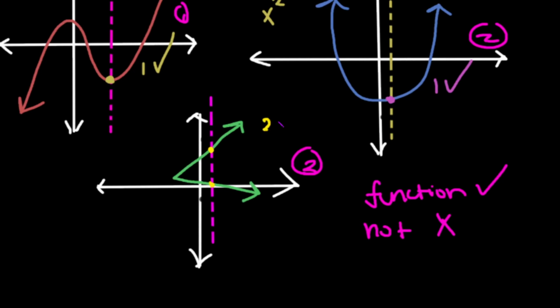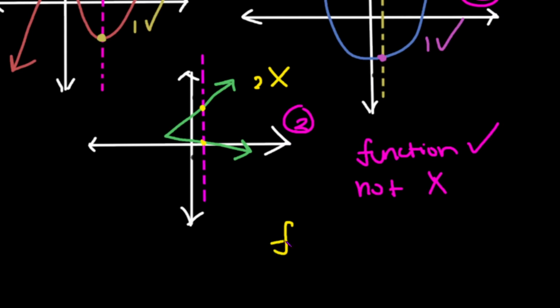So if it hits it twice, that means it's not a function. The third graph is not a function. So what does this mean? As I said in the beginning of the video, a function is something that can take an input and will only give you one output.